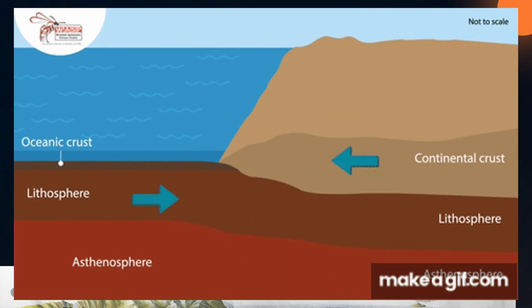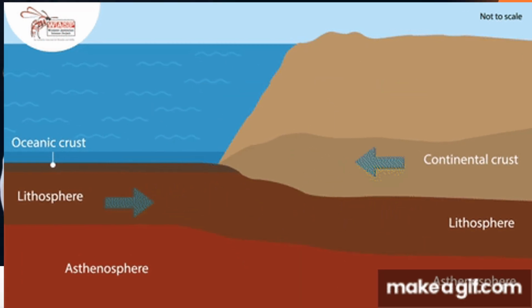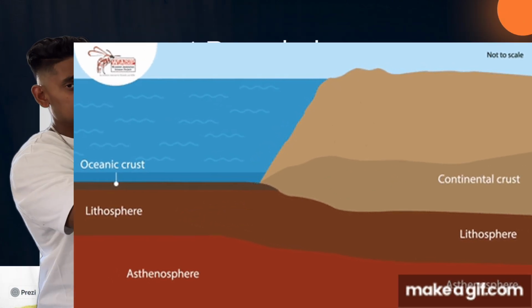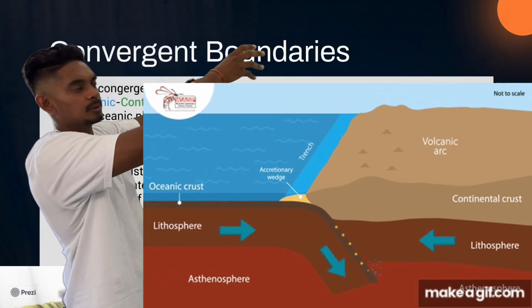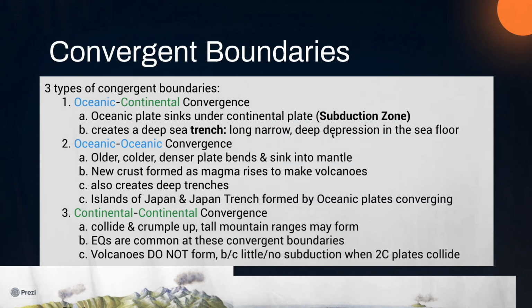Okay, subduct means to go underneath. Why does this happen? Because the oceanic plate is heavy, it's dense. So the denser material slides underneath the lighter material. This is a heavy sinking boat, and this is a lightweight, maybe a flower or something floating on the water. The boat will sink underneath it. Okay, this creates deep sea trenches.